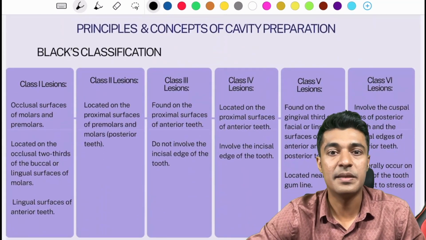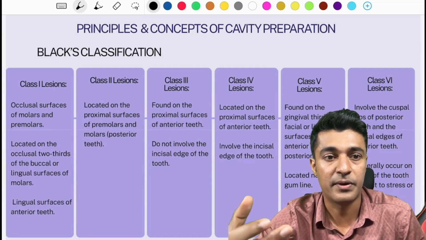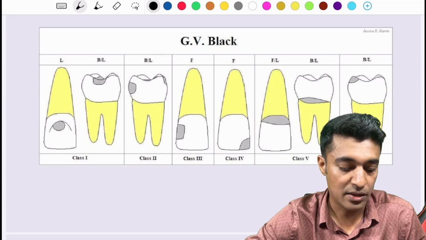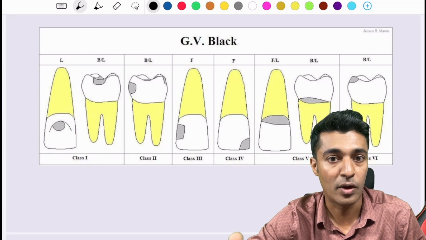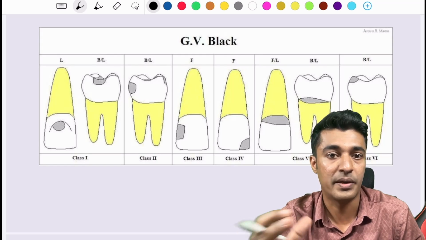So coming to the principles and concepts of cavity preparation. We know the Black's classification from class 1 to class 6. Black's classification class 1: occlusal caries, caries on the facial and lingual surface of molars and premolars, occlusal two-third, lingual surface of maxillary anterior teeth, all come under class 1.